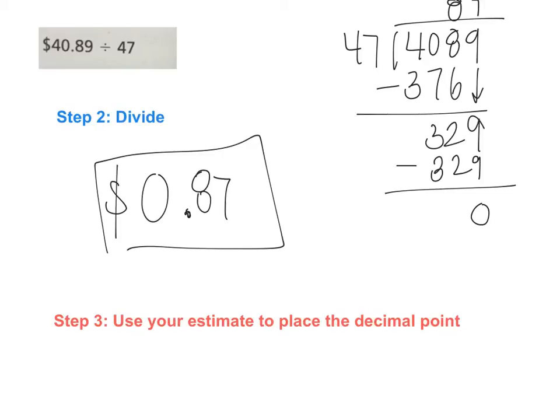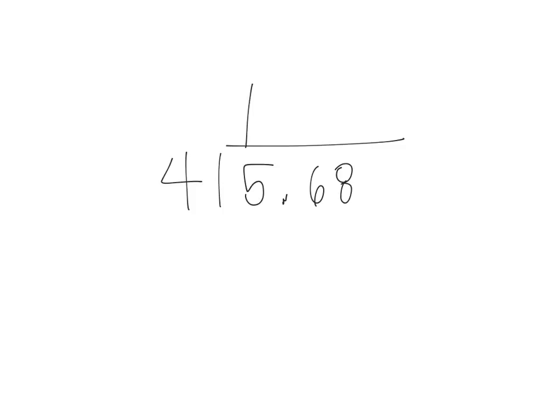I want you to see if you can notice a pattern. Remember, it was $40.89, and here's where the decimal ended up being in the quotient. When we did the problem 5.68 minutes divided by 4, our answer ended up being 1.42. Here was the decimal in the dividend. Here was the decimal in the quotient. Are you noticing any patterns?